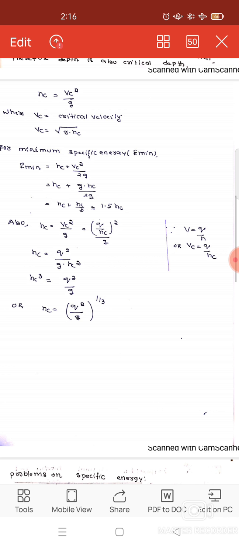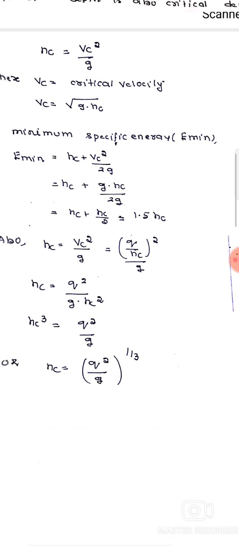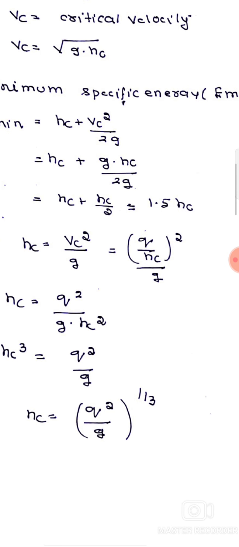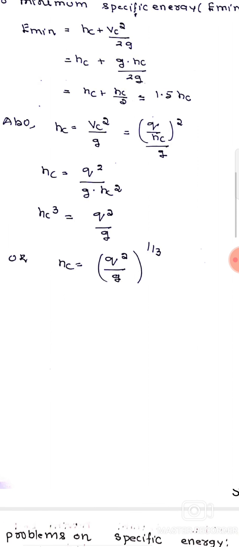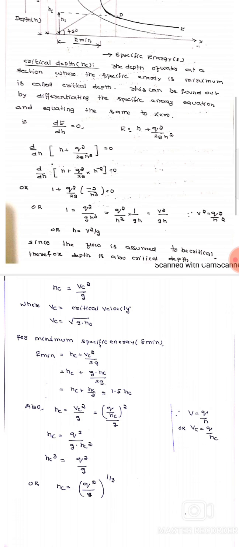As well, we know the relationship that v is equal to q by h, or vc is equal to q by hc. So just substitute hc is equal to vc square by g as q by hc whole square by g. So now you will get hc is equal to q square by g into hc square, or hc cube is equal to q square by g, or hc is equal to q square by g to the power of 1 by 3. So these are very important steps to be remembered.